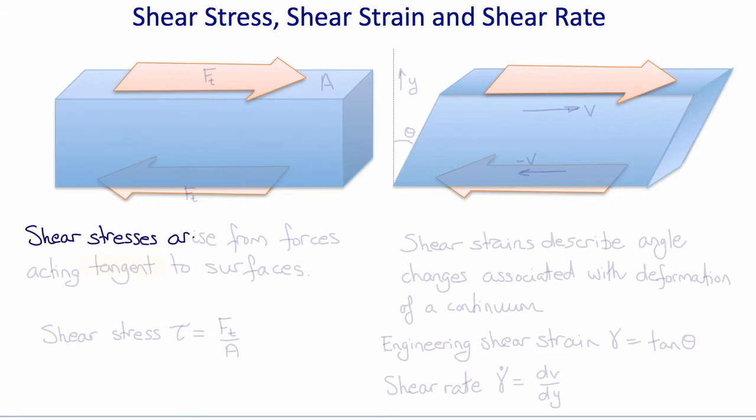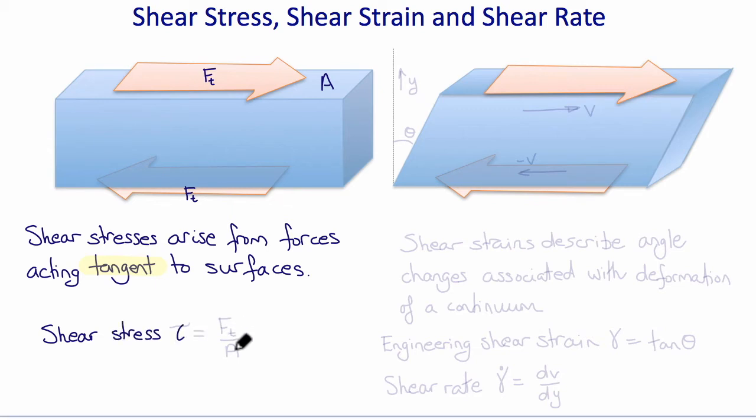So stress is force per unit area, strain is length change. Now, there are other kinds of stress. For example, shear stresses arise from forces acting tangent to surfaces rather than normal to surfaces. So if we imagine forces acting tangent to these surfaces with area A, then the shear stress in this example, tau, is Ft divided by A. Again, with units of force per area, but now it's tangent forces per area.